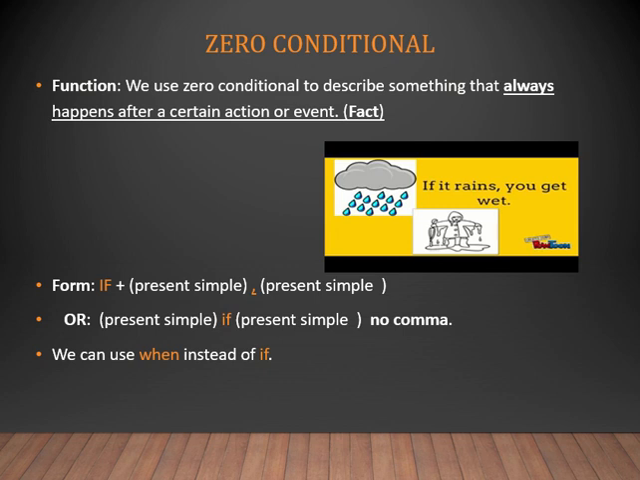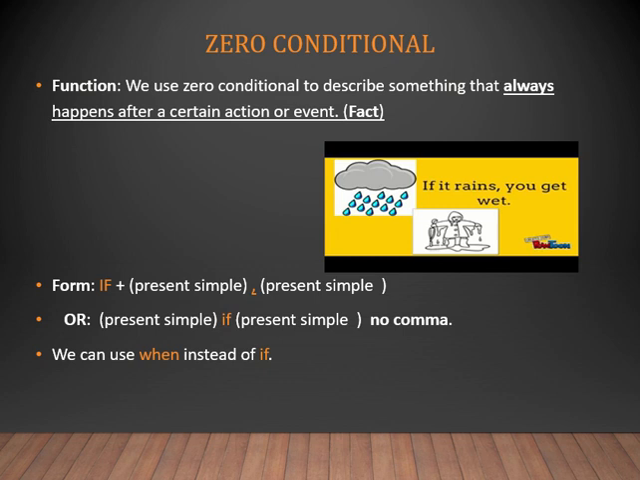Another point you have to focus on is that we can use when instead of if. Just in the zero conditional, you can use when instead of if. To make sure that a sentence is zero conditional, try to put when instead of if. For example, when it rains, you get wet. So it is true, okay? Now the sentence is accurate and correct, and we don't have other meanings.